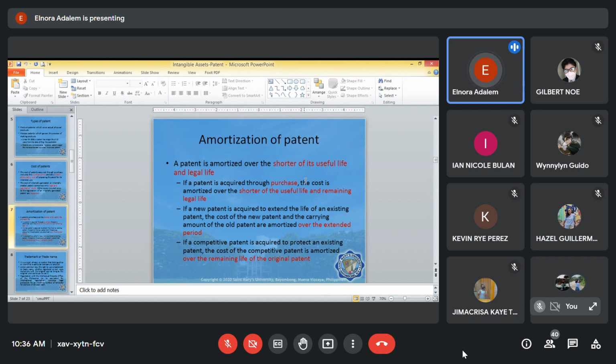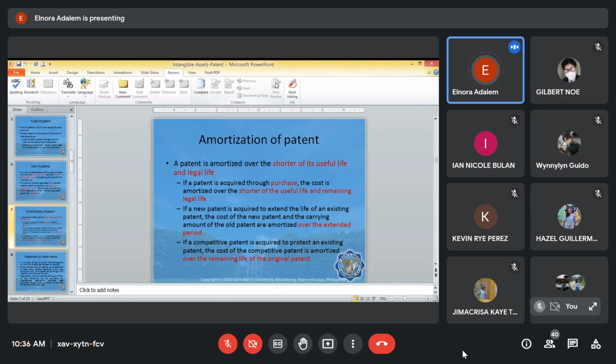Now, for the amortization of patent, we amortize the patent over the shorter of its useful life and legal life. So if a patent is acquired through purchase, the cost is amortized over the shorter between the useful life and legal life. Now, take note of the following.